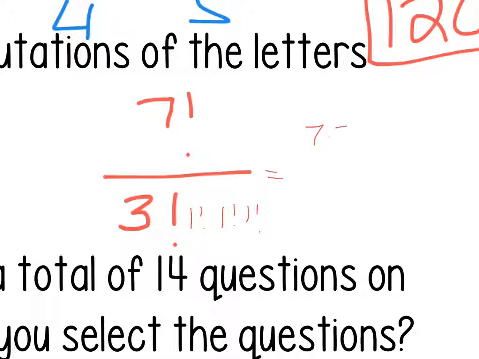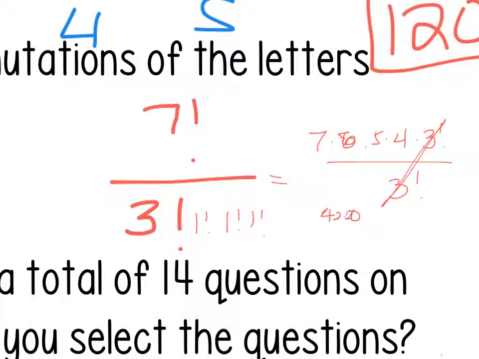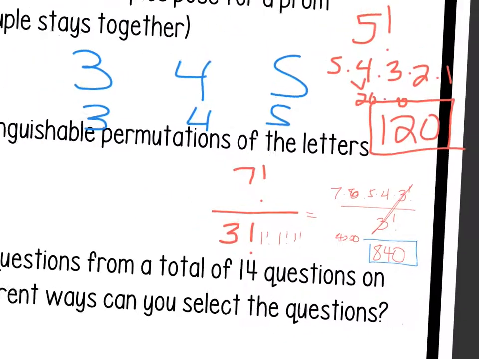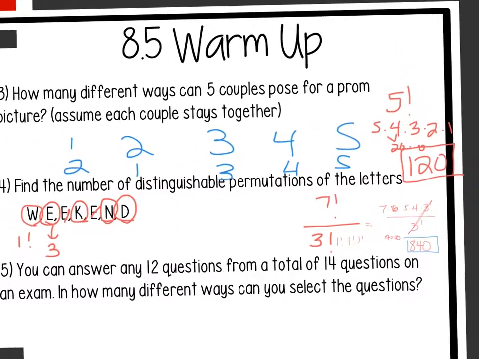So I get 7 times 6 times 5 times 4 times 3 factorial over 3 factorial. Those cancel. And I get 42 times 20, which is 840. Questions on that one?